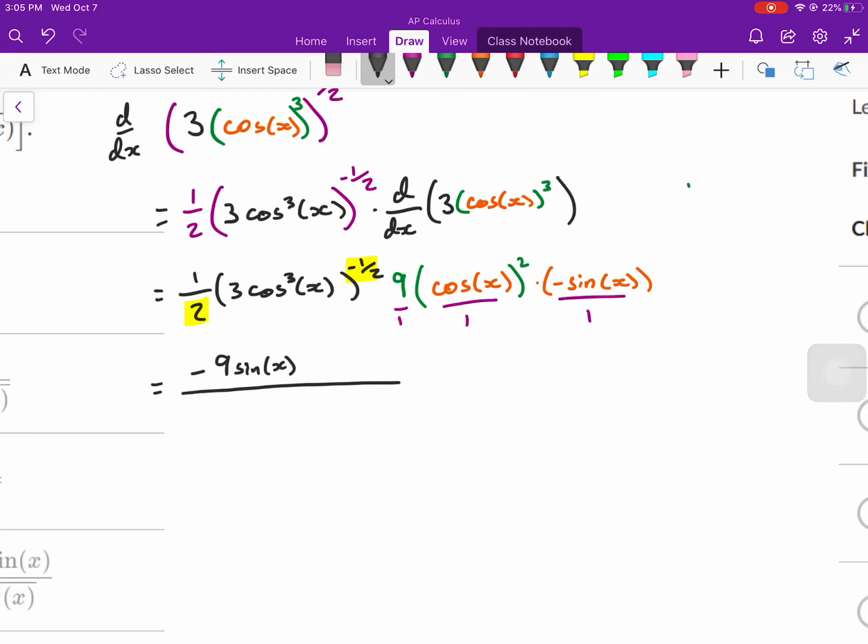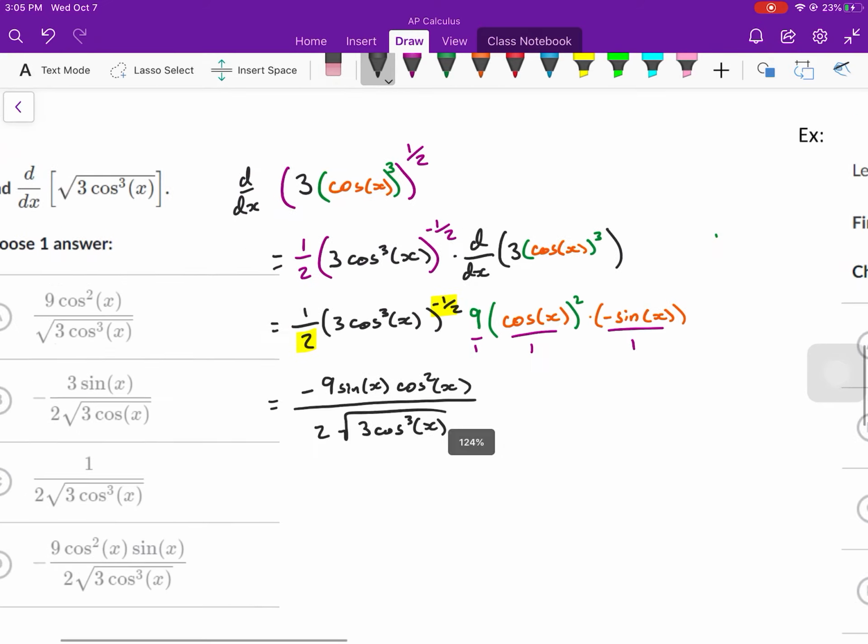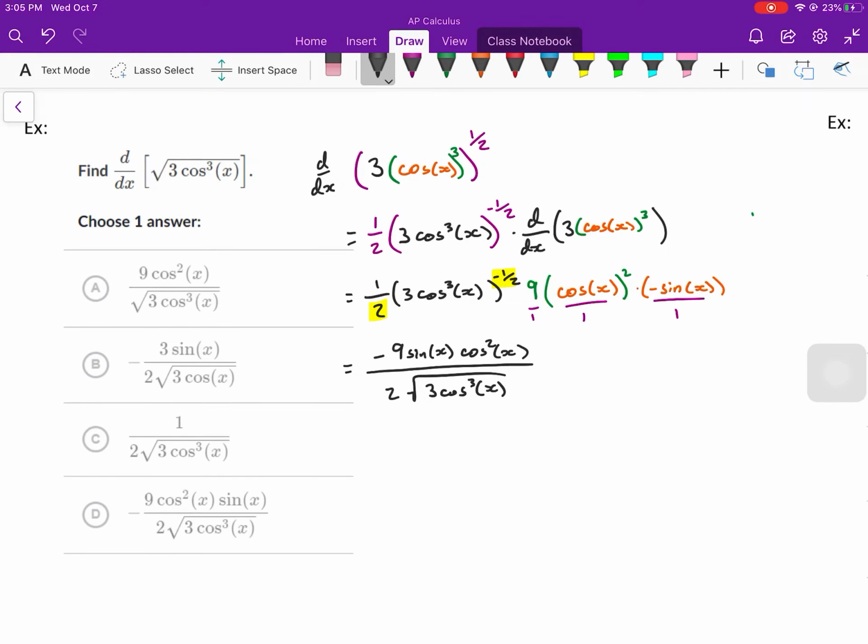And then sine of x times cosine squared of x over 2 times the square root of 3 cosine cubed of x. All right, let's see if we can find this down here. So this is exciting. Oh, it's actually here. Look at that. That 2 looks too much like a C. I go through phases. Some days my 2's look good, some days they don't. And this is exactly the same. Remember, commutative property of multiplication. We could switch those out.